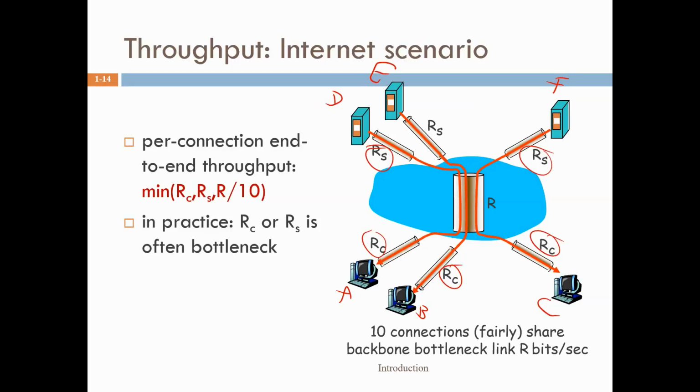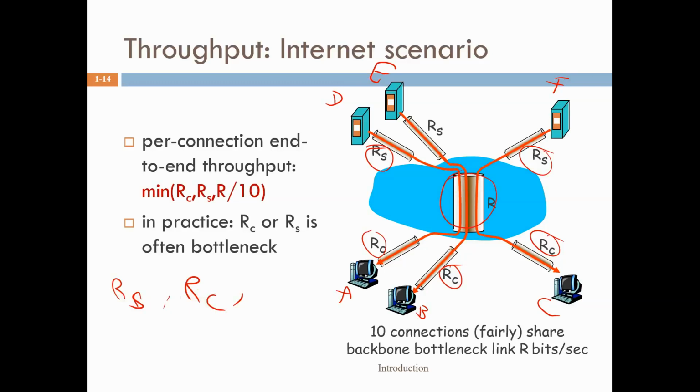Now, what is the throughput? Is it RC? Is it R? Or is it RS? Again, we follow the rule. The throughput will actually be the bottleneck rate. And so the question is, which one is the slowest? Is it RS? Is it RC? Or is it something dependent on R?